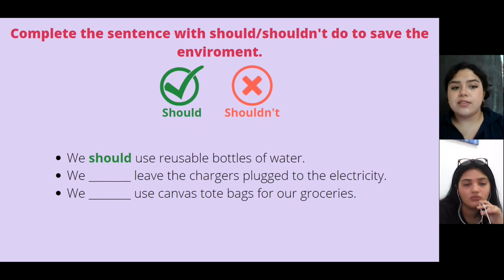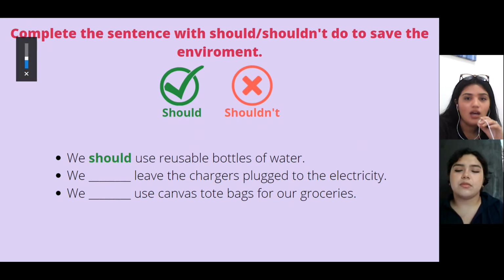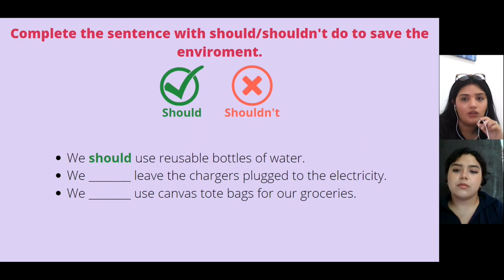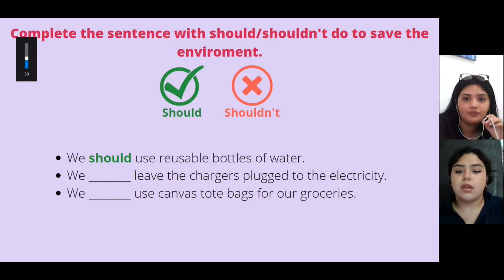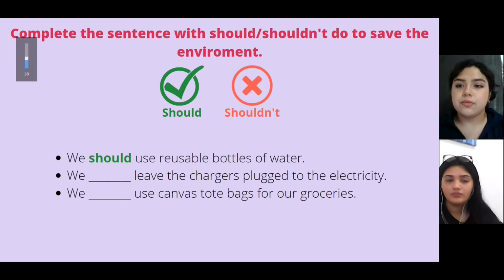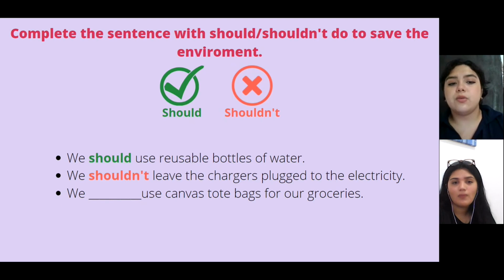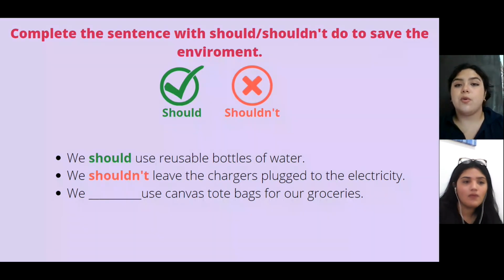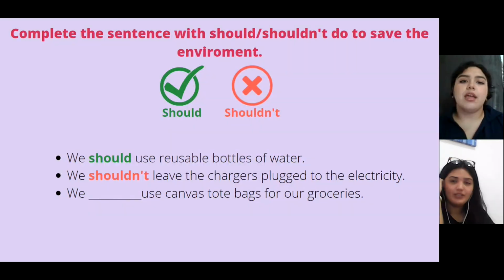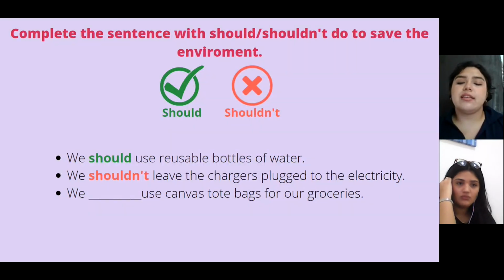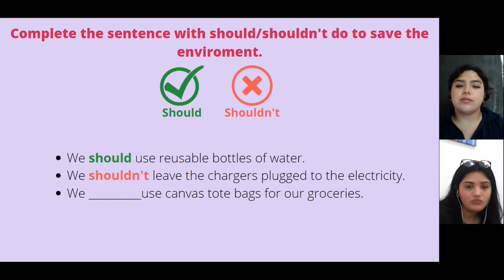Now moving to the second sentence, it says, we blank leave the chargers plugged to the electricity. What do you think? I think we shouldn't leave the chargers plugged to the electricity. So let's check your answer. And yes, the answer is we shouldn't leave the chargers plugged to the electricity because they waste a lot of energy.